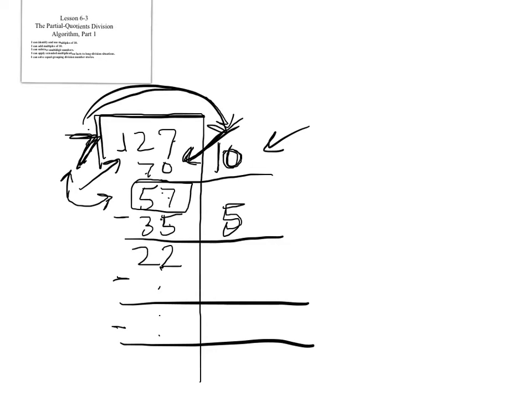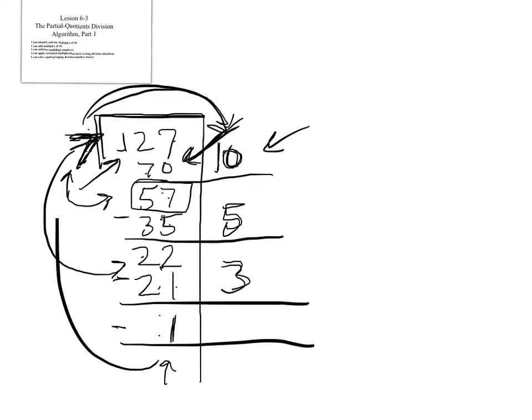Next, I need to see how many times 7 can go into 22. I know 7 can go into 22 3 times, which is actually 21. 7 times 3 is 21. Here's my 3, and then there's my times 7 to give me 21. And then you have 22 minus 21. It gives me the answer of 1. Anytime your new dividend is smaller than your divisor, you're all done. This would be a remainder. So I know I have my remainder of 1.